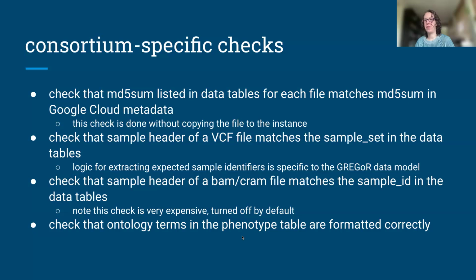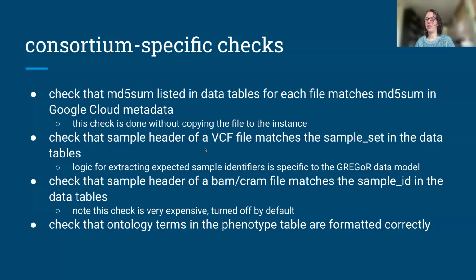In addition to the generic data model checks, the validate GREGoR model workflow also does a few consortium-specific checks. For example, it checks that the MD5 sum listed in the data tables for each file matches the MD5 sum in the Google Cloud metadata. One of the requirements in the GREGoR data model is that each file has an MD5 sum associated with it. So this workflow will query the Google Cloud metadata without actually copying the file. It's an inexpensive check to run and make sure that that MD5 sum matches.